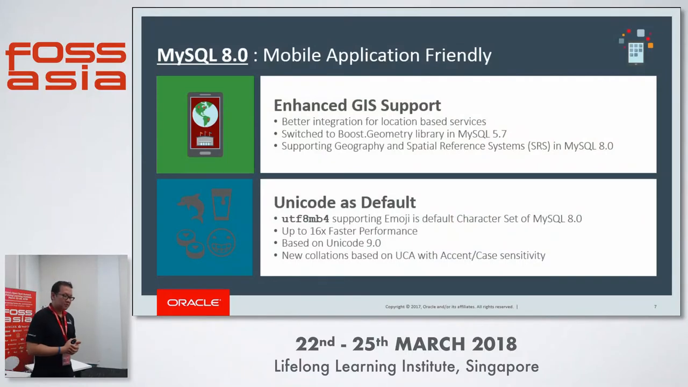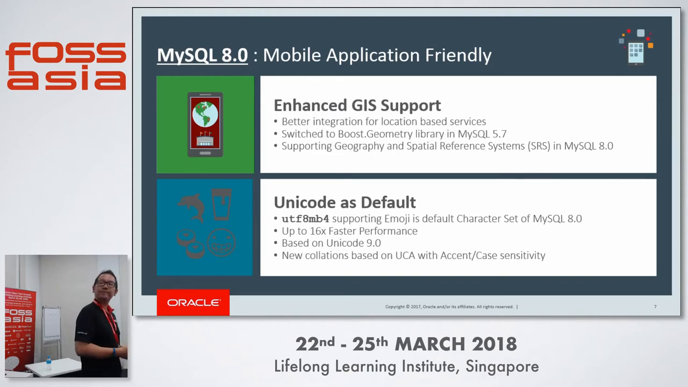First, on the mobile application side, we have enhanced GIS support. We built this GIS capability in 5.7, and now we improve it further. For example, we switched to the Boost Geometry library in MySQL 5.7, so we improve from there, and we release more functions as well. Unicode: now the default character set is UTF-8 MB4, which supports emoji.